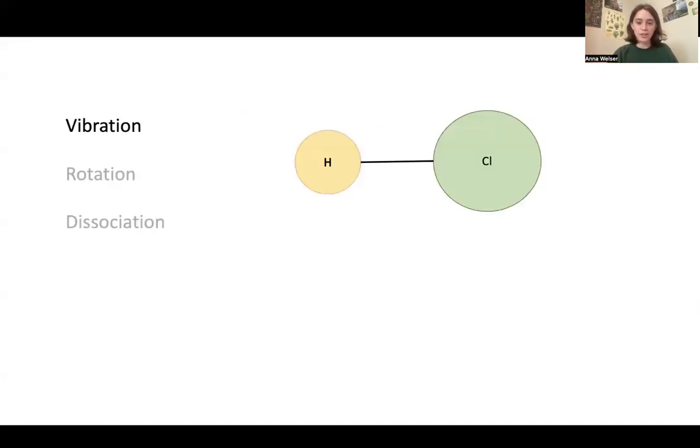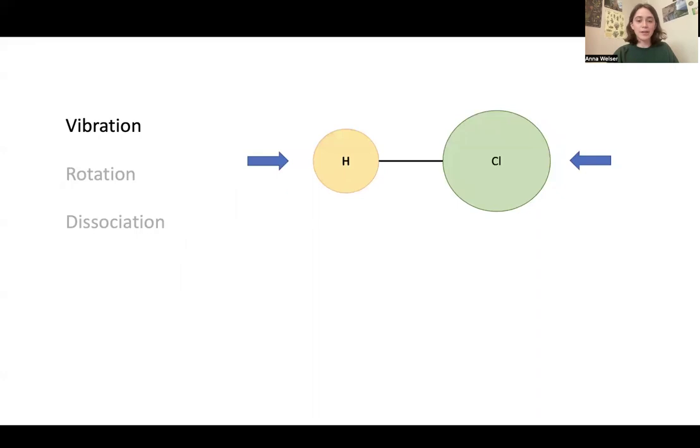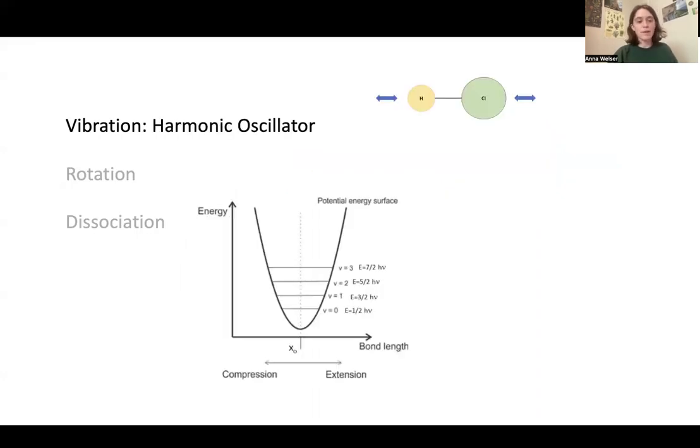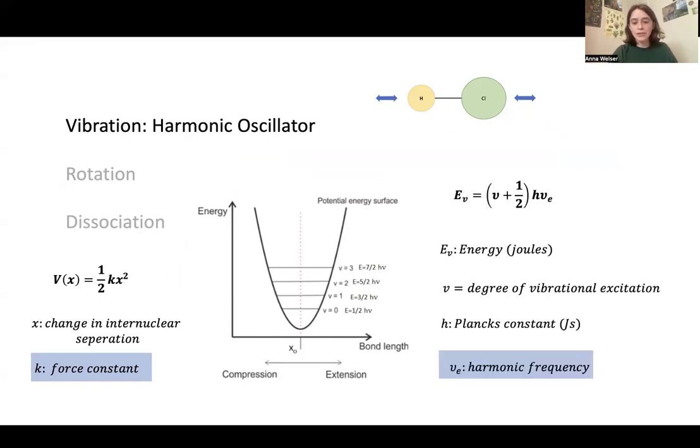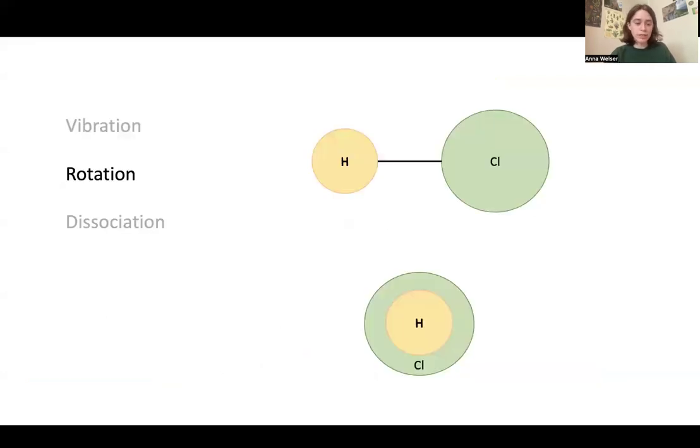Starting off with HCl, we know that it can undergo vibration, as can DCl. And we know that we can describe this vibration approximately through the harmonic oscillator model. Here, it's possible to relate x, the change in internuclear separation, to k, the force constant, and energy to the degree of vibrational excitation, to Planck's constant, and the harmonic frequency. So here we're already able to determine two of our constants or parameters of interest.